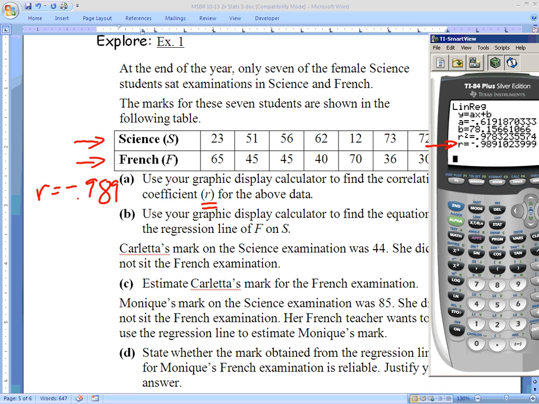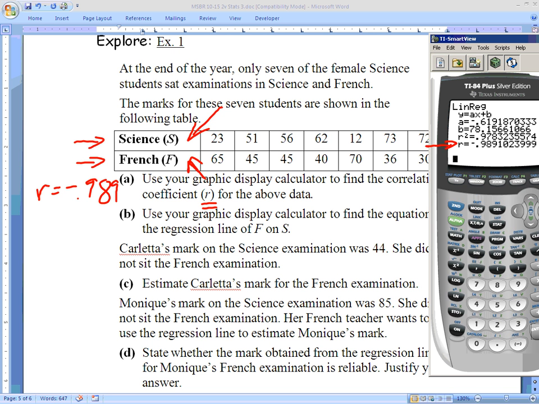How would we describe the correlation then? Well, based on our chart, the absolute value of R is very close to 1. It's well above 0.87, so we would say this is strong or very strong correlation. But we also need a word describing the positive or negative aspect of it, and we have a negative sign here. So this is very strong negative correlation, meaning as the science scores go up, the French scores are going down, and vice versa.